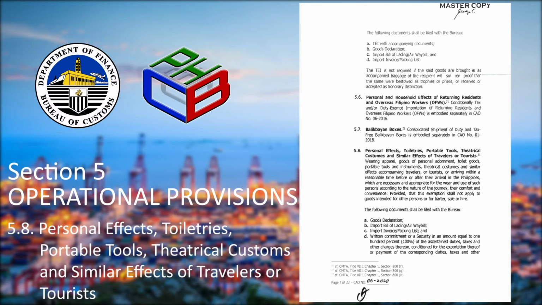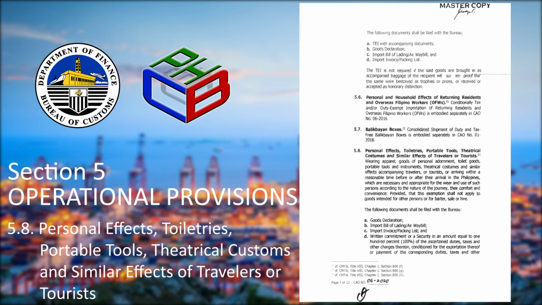5.8 Personal effects, toiletries, portable tools, theatrical costumes, and similar effects of travelers or tourists. Wearing apparel, goods of personal adornment, toilet goods, portable tools and instruments, theatrical costumes and similar effects accompanying travelers or tourists, or arriving within a reasonable time before or after their arrival in the Philippines, which are necessary and appropriate for the wear of such persons according to the nature of the journey, their comfort and convenience, provided that this shall not apply to goods intended for other persons or for barter, sale or hire.